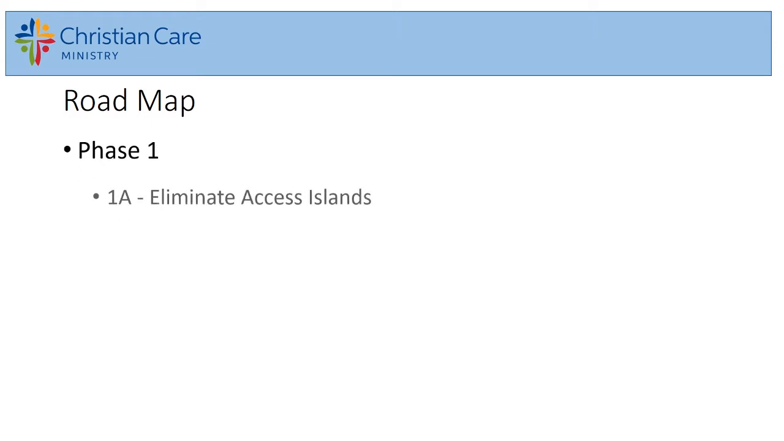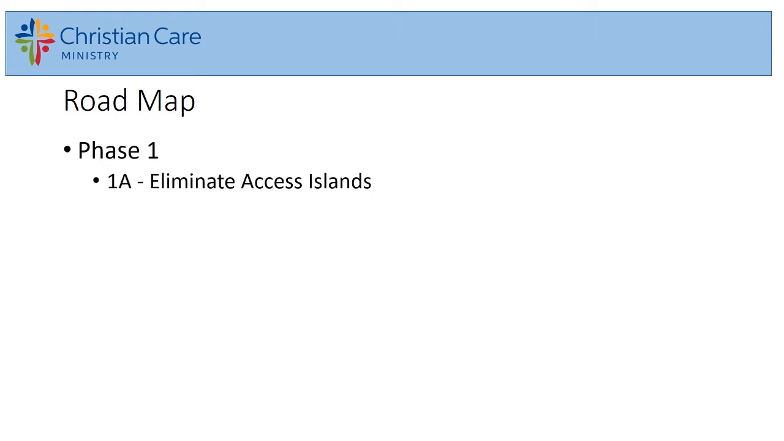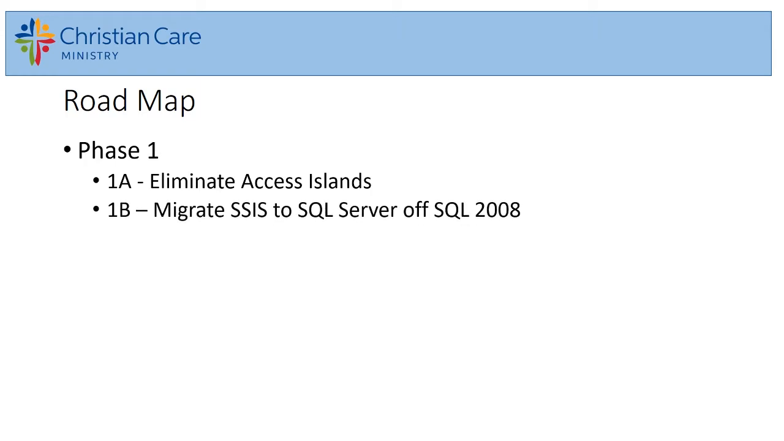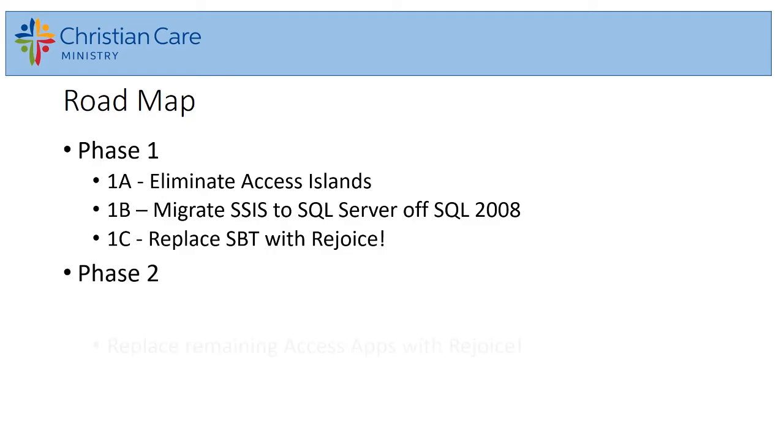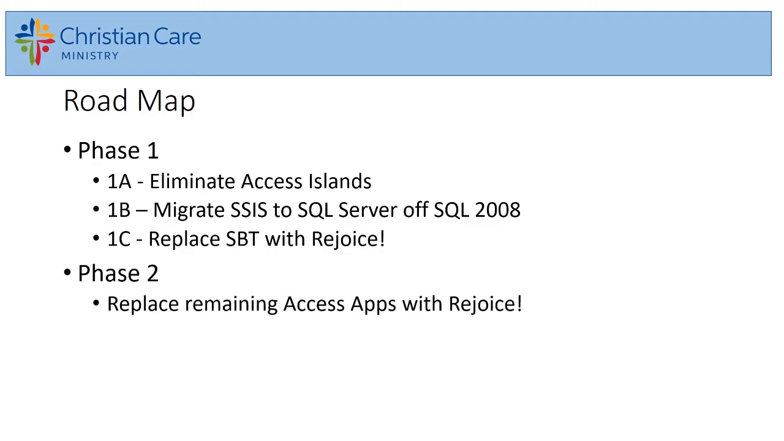Phase 1 has 3 parts. The first one is to eliminate Access islands. The second part is to migrate SSIS to SQL Server off of SQL Server 2008. Third is to replace SBT with Rejoice. In Phase 2, we will replace the remaining Access apps with Rejoice. And in Phase 3, we'll begin to refactor the database.